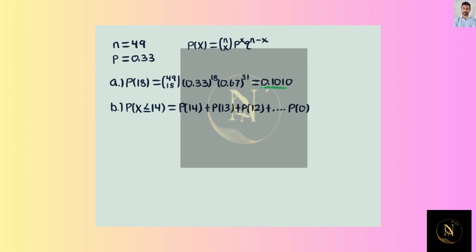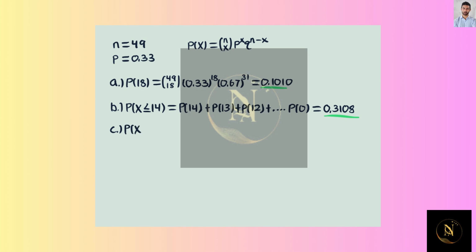Each of these probabilities is going to be plugged into our binomial equation, so we can actually calculate this. For part B, at most 14, what this gives us is a probability of 0.3108. All right, 0.3108.